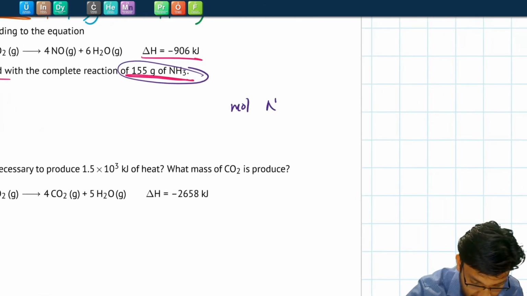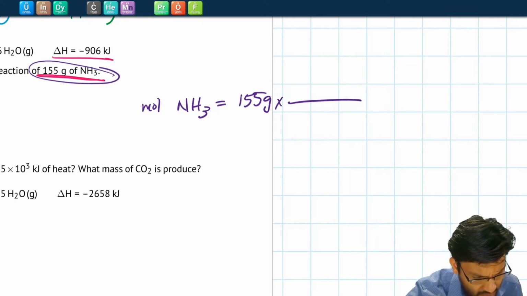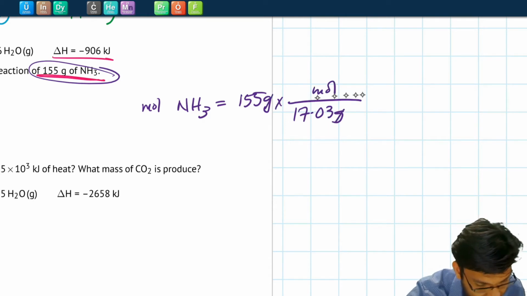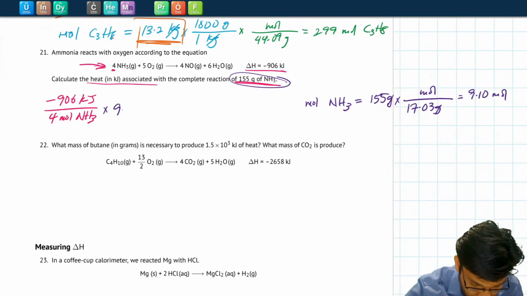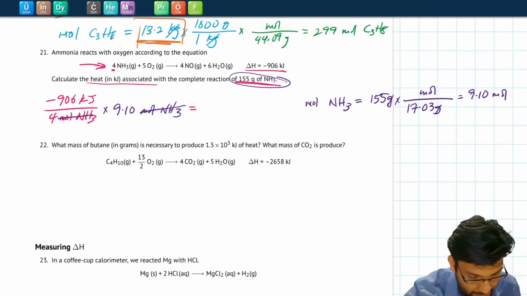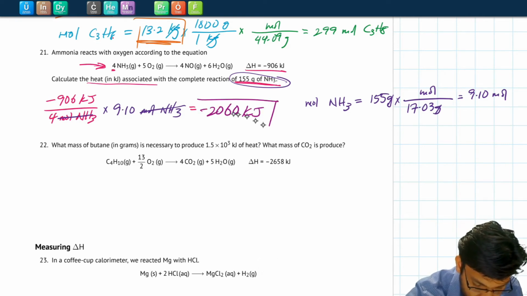So for the moles of ammonia, we start with 155 grams. We divide by the molar mass of ammonia, which I assume we all know how to calculate by now. The molar mass of ammonia is 17.03 grams per mole, which gives us 9.10 moles. So when we burn 9.10 moles of ammonia, according to this equation, we should get, let's see, 906 divided by 4 multiplied by 9.10, I get minus 2060 kilojoules to 3 sig figs.